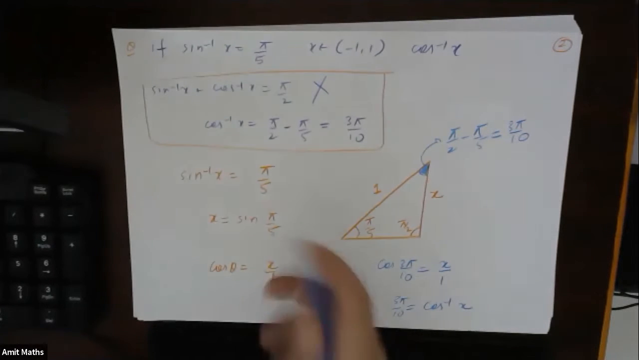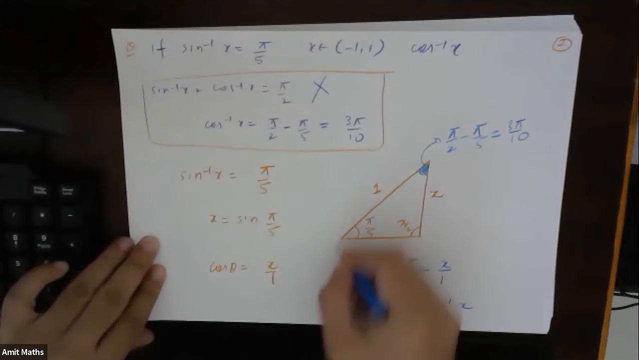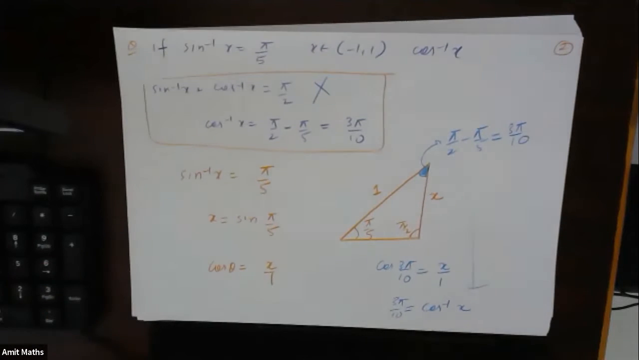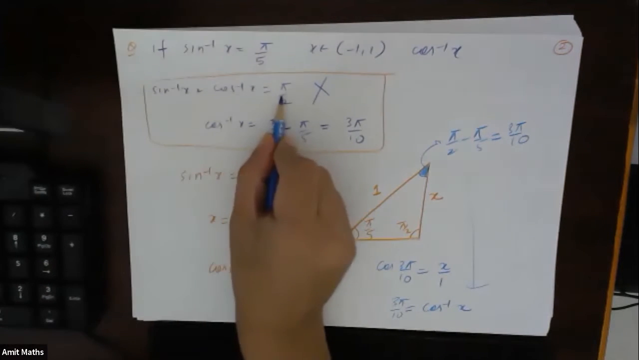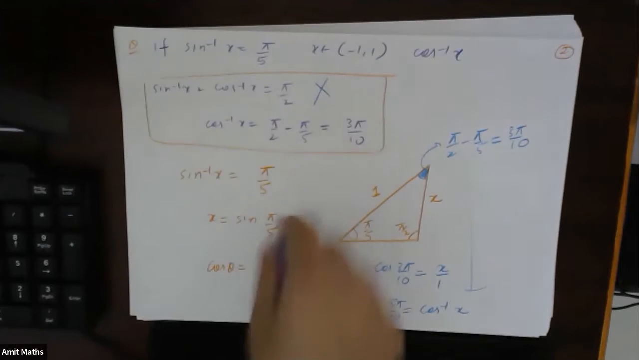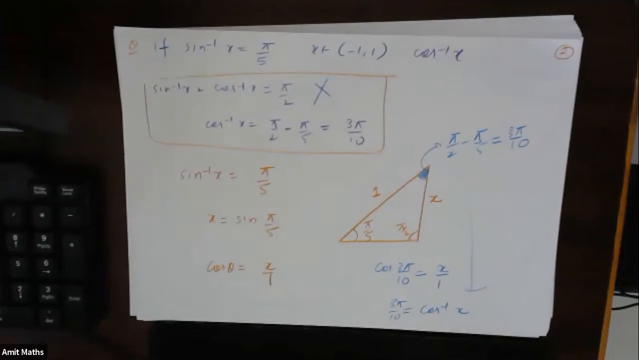So that we don't have to draw this and repeat the same process again and again. We'll see a common result: sine inverse x plus cos inverse x will always yield us pi by 2. That is why we have written it as a property. Nothing fancy in that. We have already done these things before. Everybody understood? Yes? Okay, very good.